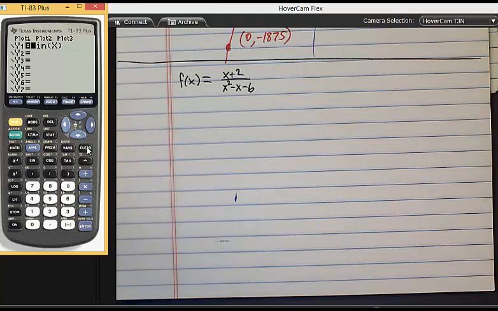Okay. So we're going to try x plus 2. Use parentheses for both the numerator and denominator here. Divided by x squared minus x minus 6. Okay. There's my function. I want to graph it.